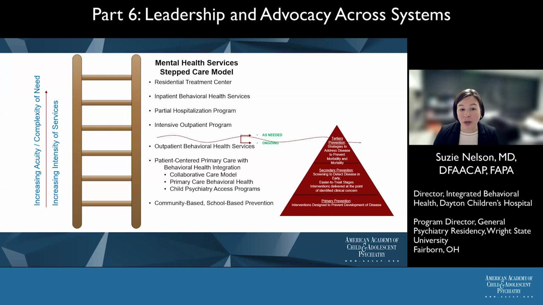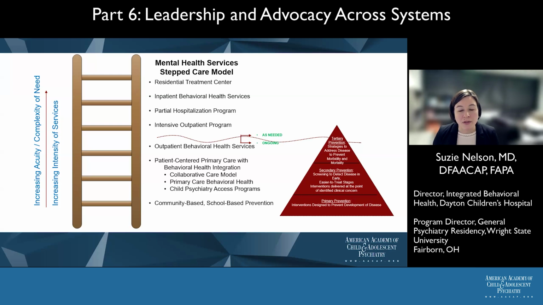So patient-centered primary care with behavioral health integration is the perfect place to include collaborative care models, the primary care behavioral health model, and child psychiatry access programs as examples of ways to get into this secondary prevention space better, where we can identify illness earlier in an easier to treat stage, and we can implement greater and greater screening strategies so that we can detect illness in that earlier space.